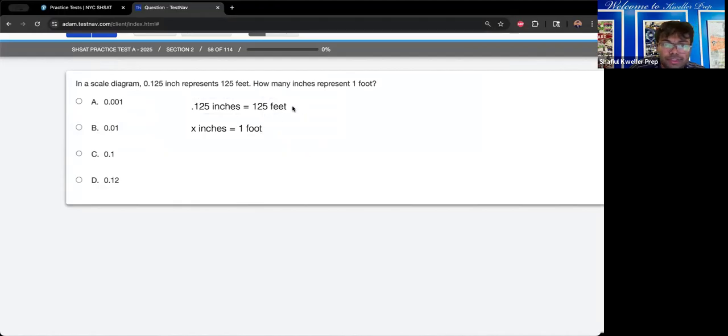So this is just about looking at how each side changes. 125 feet to 1 foot, you would divide by 125. 0.125, you would also have to divide by 125. And if you know how decimals work, 0.125 divided by 125 should just be 0.001, which I believe is A. So again, this is just a ratio question. How many inches represent 1 foot? You would just have to scale it. Does anyone have any questions on this?